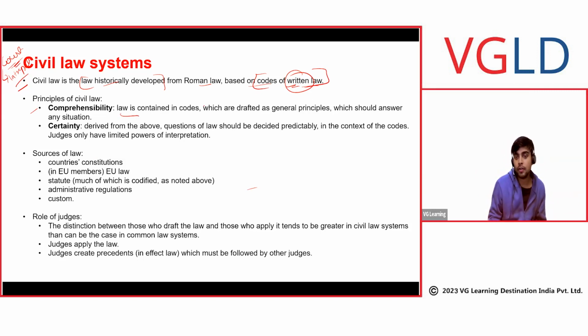Law is contained in codes which are drafted as general principles which should answer any situation. Derived from that, questions of law should be decided predictably in the context of courts. Judges only have limited power of interpretation. The source of law is basically the country's constitution and the European Union. We'll discuss the European Union later on.